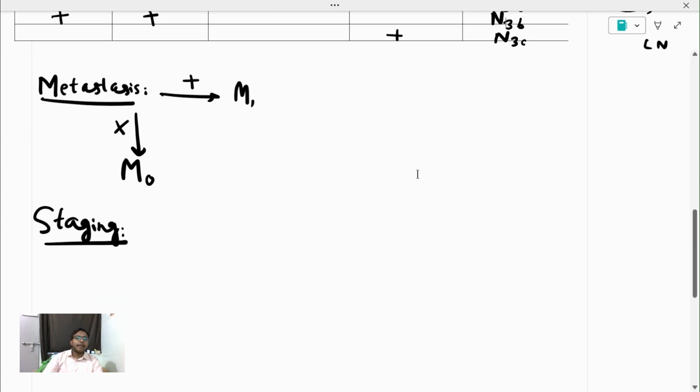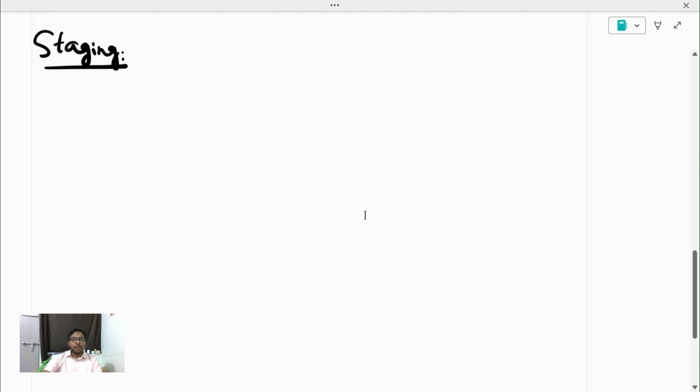Now coming to metastasis, whenever you have metastasis positive, it is M1. Whenever there is no metastasis, that is your M0. Now the next part you need to remember is staging. So if you understand grading, it is easy to understand staging. Let's say, for example, you have T1 N0. That is your stage 1.